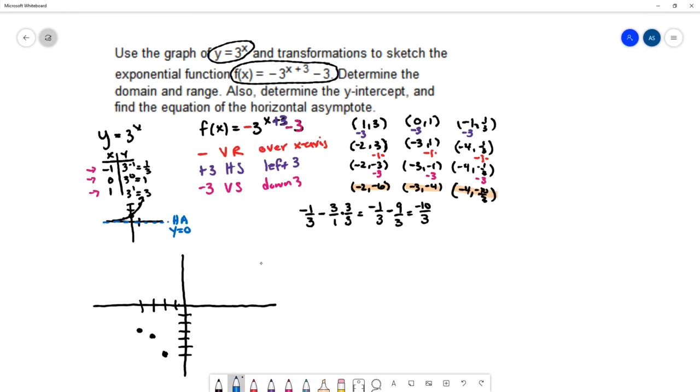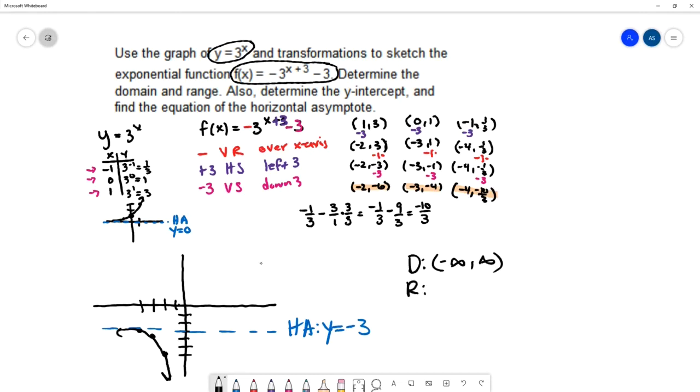Now, we did shift down 3, so our horizontal asymptote will also be shifted down 3. So our new horizontal asymptote will be at y equals negative 3. And here's a sketch of our graph. And we need to state the domain. The domain of all of our exponential functions is all real numbers, negative infinity to infinity. The range will go from negative infinity to negative 3, where that horizontal asymptote is.